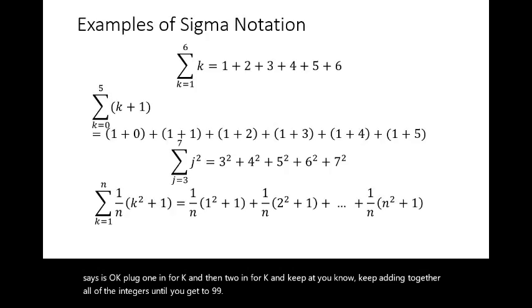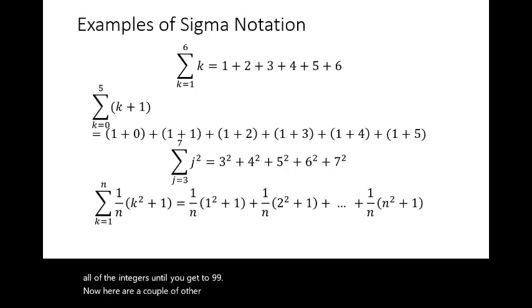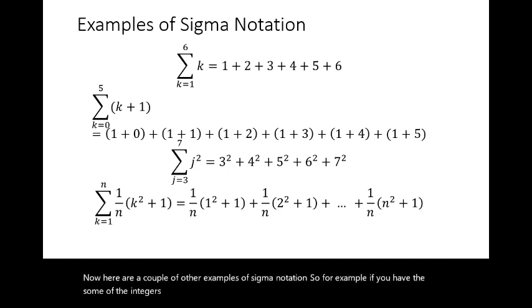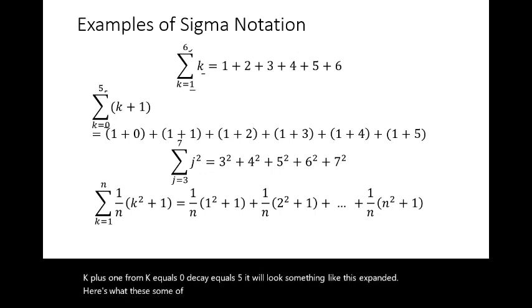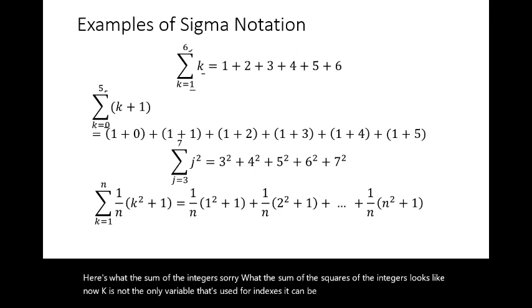Now here are a couple of other examples of sigma notation. For example, if you have the sum of the integers between 1 and 6, that is going to be the sum from k equals 1 to 6 of k. Now if you have the sum of k plus 1 from k equals 0 to k equals 5, it'll look something like this expanded. Here's what the sum of the squares of the integers looks like. Now k is not the only variable that's used for indexes. It can be n, it can be j, it can be anything.